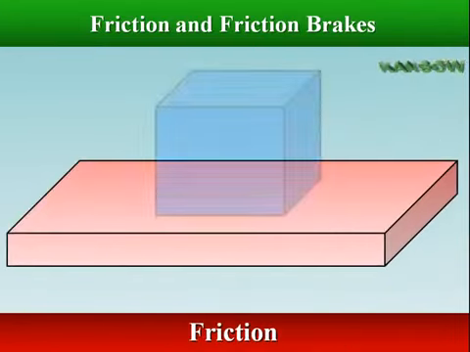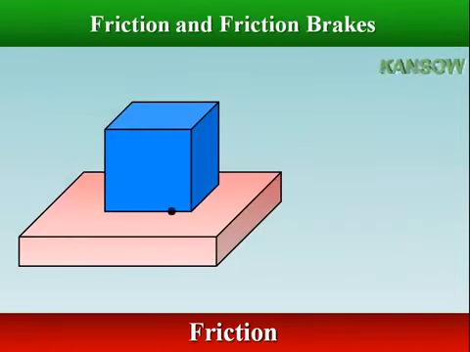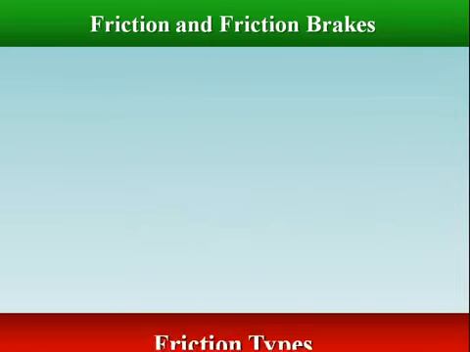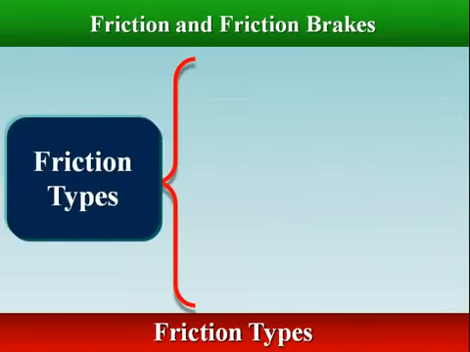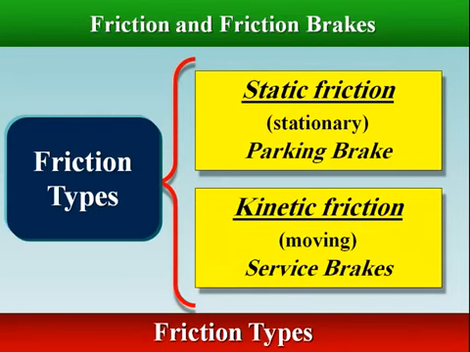Friction is a force that resists the movement of one surface over another. Friction is due to microscopic irregularities in even the smoothest of surfaces. There are two main types of friction: static friction, which is the resistance between non-moving surfaces and is present in parking brakes, and kinetic friction, which is the resistance between moving surfaces and is present in standard brakes.